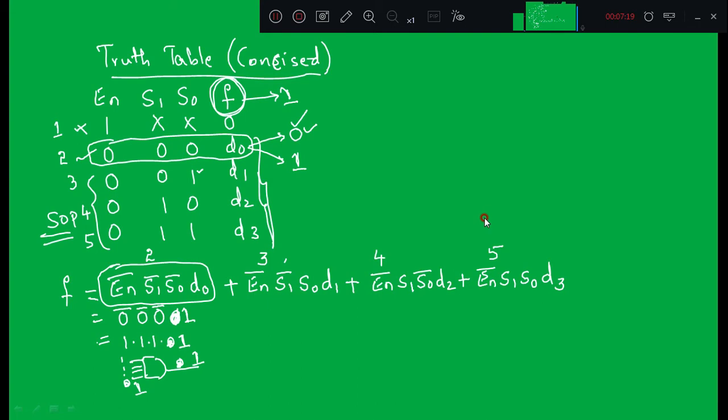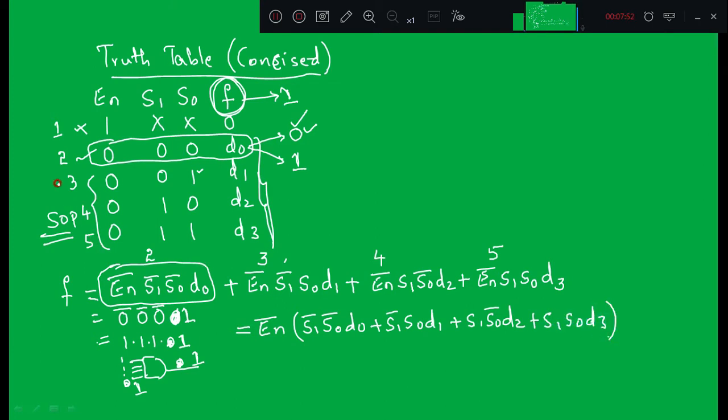So in these 4 terms, something is common. Can you identify what is common in these 4 terms? Yes, that is enable bar. Enable bar is present in all the terms, so I can take enable bar common, and the expression left inside the bracket is S1 bar S0 bar D0 plus S1 bar S0 D1 plus S1 S0 bar D2 plus S1 S0 D3, right?